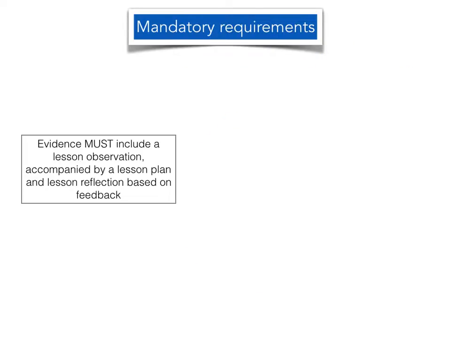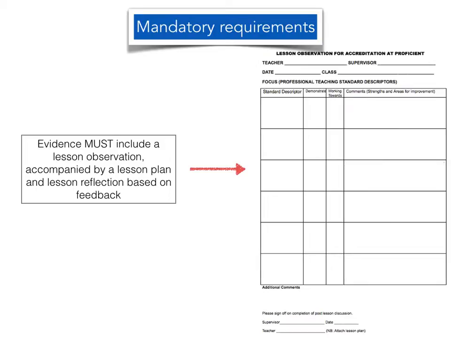The next mandatory requirement is that your annotated evidence must include a lesson observation. And this lesson observation must be accompanied by a lesson plan, and also must have within it a lesson reflection that is based on feedback from your supervisor. You can see on the screen there's a scaffold for a lesson observation. You can find this scaffold located on the Teacher Accreditation tab on the staff website. You can also find the cover sheets there as well.